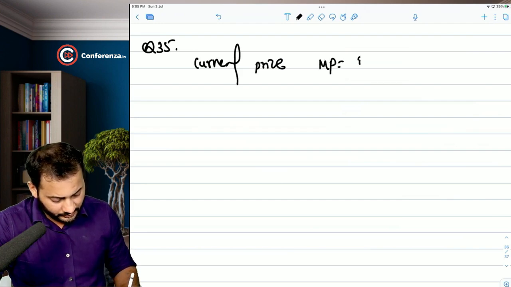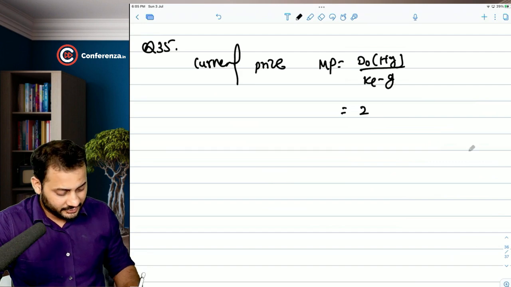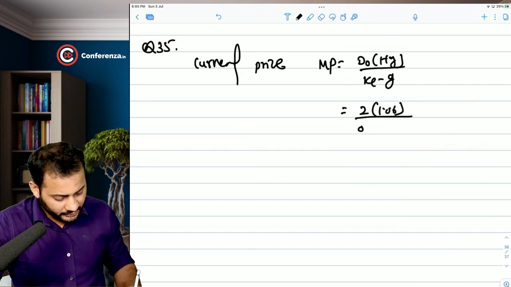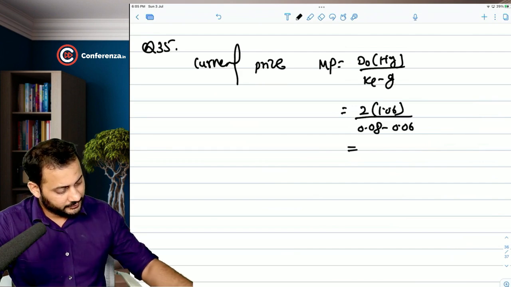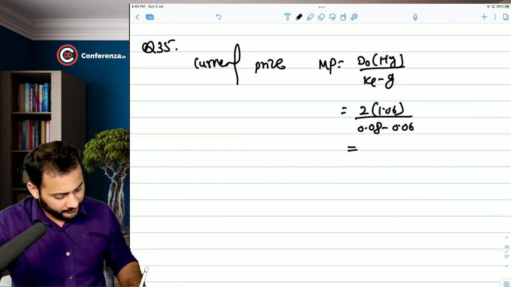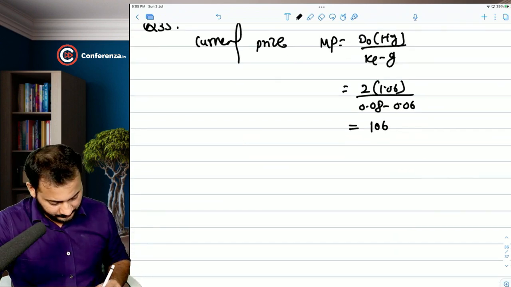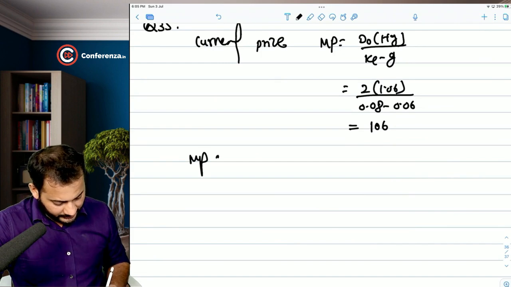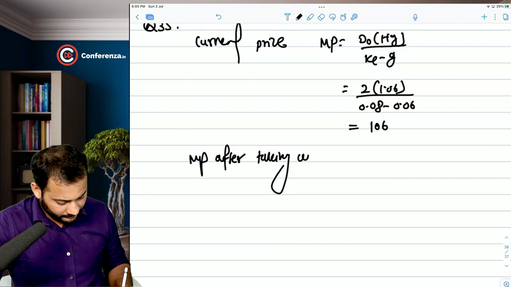Market price is equal to D0 (1 + g) divided by cost of equity minus growth. 2 rupees is the past dividend, 6% is the growth rate, cost of equity 8%, 6% is the growth rate. The market price right now is 106. Market price after taking up the project.